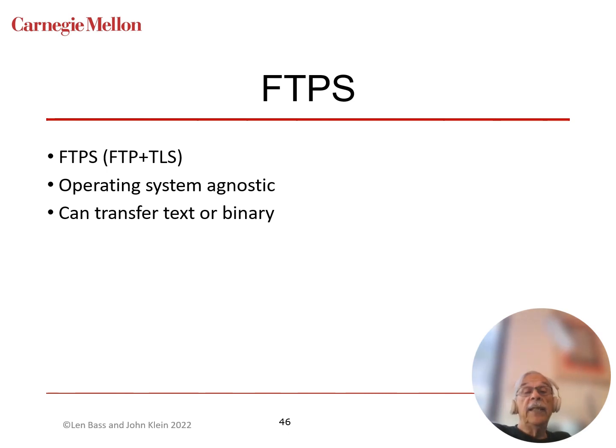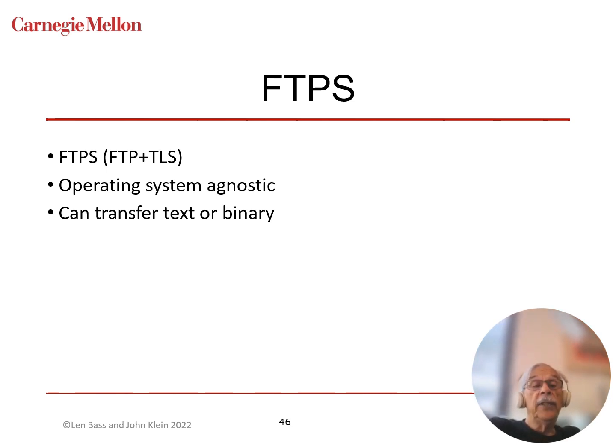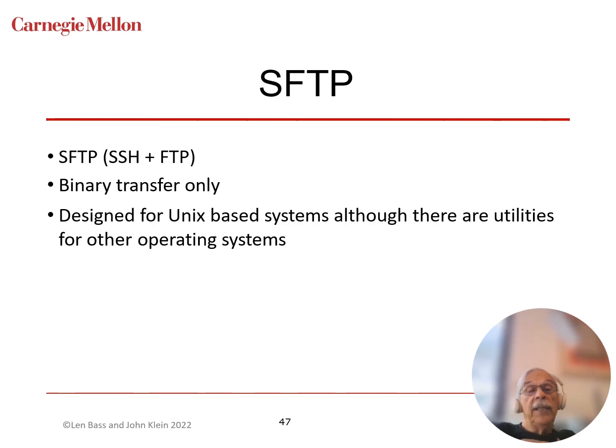One is FTPS, and that is FTP plus TLS, and that is operating system agnostic. So it doesn't depend on particular operating systems you have, and you can transfer either text or binary with it. The other one is SFTP, so the S is now at the beginning instead of the end. And it's SSH plus FTP. And that's used for binary transfer between, I want to say Unix, but these days it's Linux, between Linux computers.